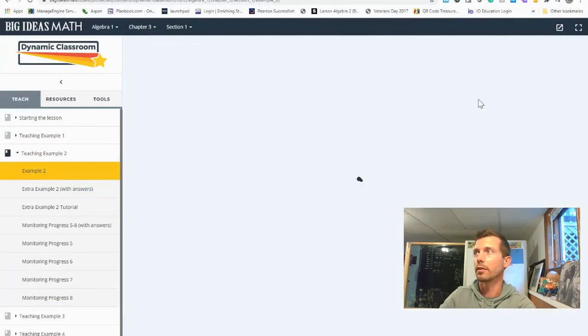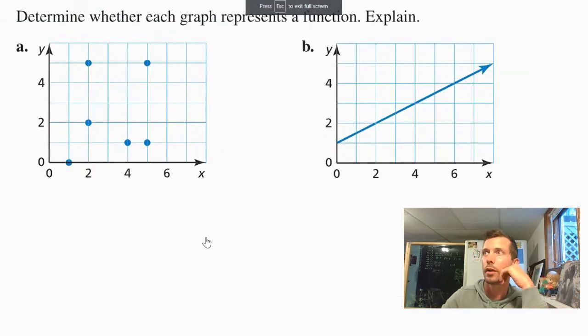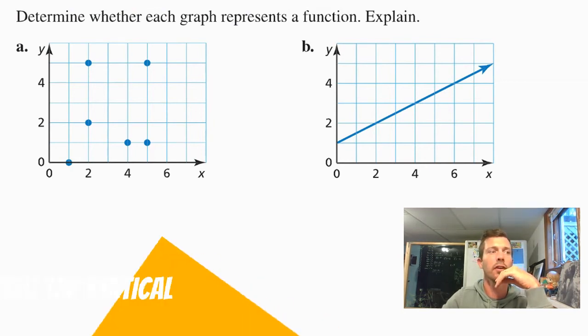All right, let's take a look at example 2 now. We're going to go ahead and take a look at example 2. And before we even get into this, what you guys need to know and what I want you to write down is the vertical line test.